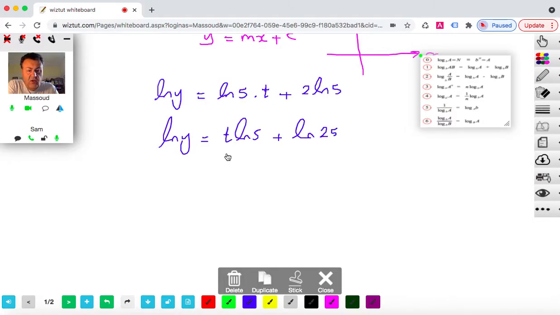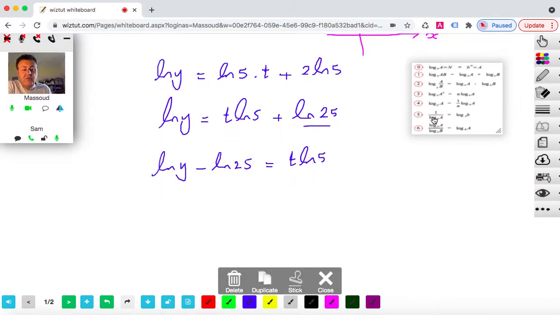Now I'm going to bring that log natural of 25 to the left hand side, so it becomes log natural of y minus log natural of 25 is equal to t log natural of 5. I could take this t in, so it becomes log natural of 5 to the power of t. But I can't really foresee the benefits of that. I probably can't even see the benefits of taking the 2 in and making it simpler. But I thought we'll just practice this rule.